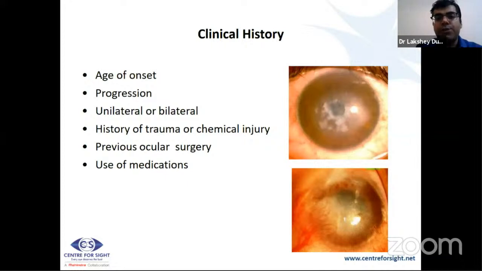So for all these symptoms, when you take history from the patient, you should mention age of onset, the progression, whether they are unilateral or bilateral, history of trauma or chemical injury, previous ocular surgery, or use of medications.